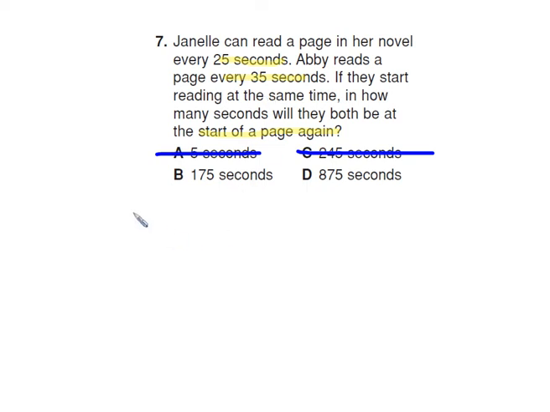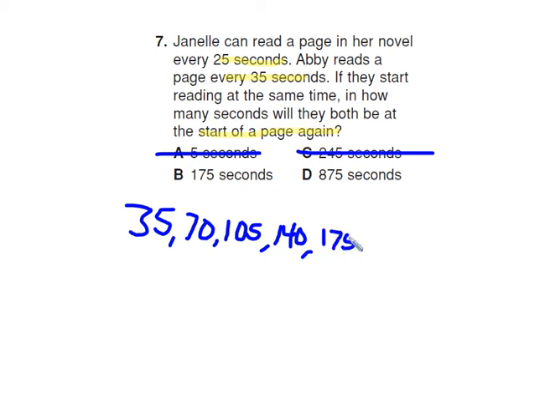35, 70, 105. 105 plus 35 is 140. And the first one I get to where I can recognize it's also a multiple of 25, that'll be my bingo. That'll be my answer. 175. Now, if I count by 25s, eventually I'm going to hit 175. I could write them out: 25, 50, 75, 100, 125, 150, 175. I would eventually get here, so it's 175.